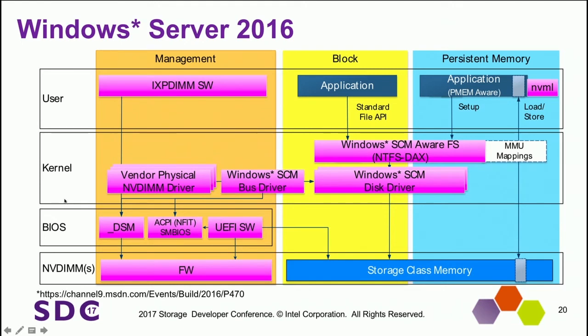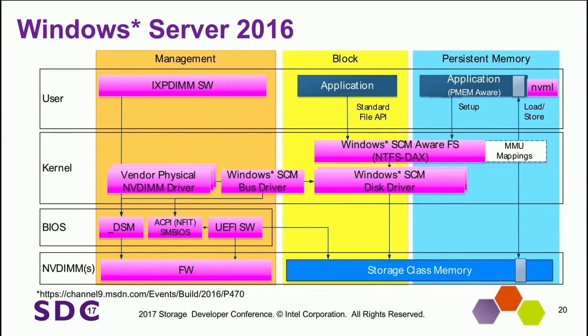The Windows operating system refers to their NVDIMM architecture as storage class memory, or SCM. I borrowed parts of this diagram basically directly from MSDN. You can see the link there. While Windows is very similar to Linux, they also have a few minor differences.